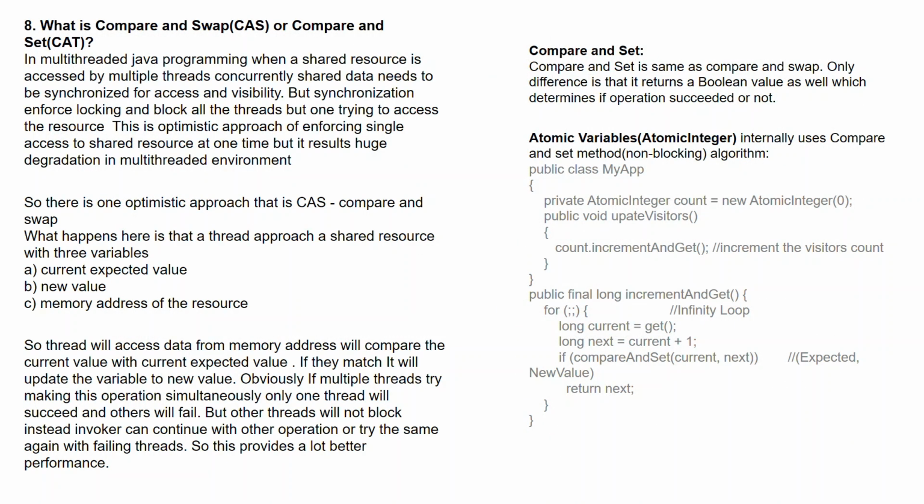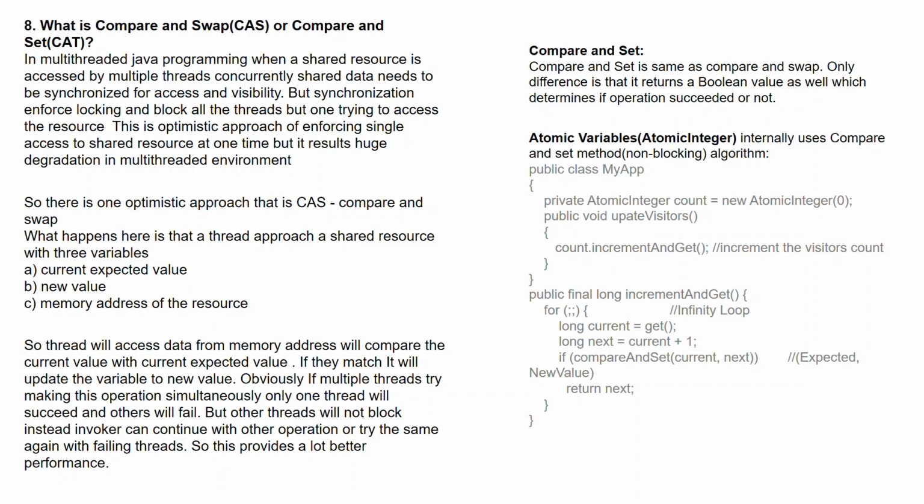8. What is compare and swap (CAS) or compare and set (CAS)? In multi-threaded Java programming, when a shared resource is accessed by multiple threads concurrently, shared data needs to be synchronized for access and visibility. But synchronization enforces locking and blocks all the threads but one trying to access the resource. This is a pessimistic approach of enforcing single access to a shared resource at one time, and it results in huge degradation in a multi-threaded environment. So there is one optimistic approach, that is CAS, compare and swap.